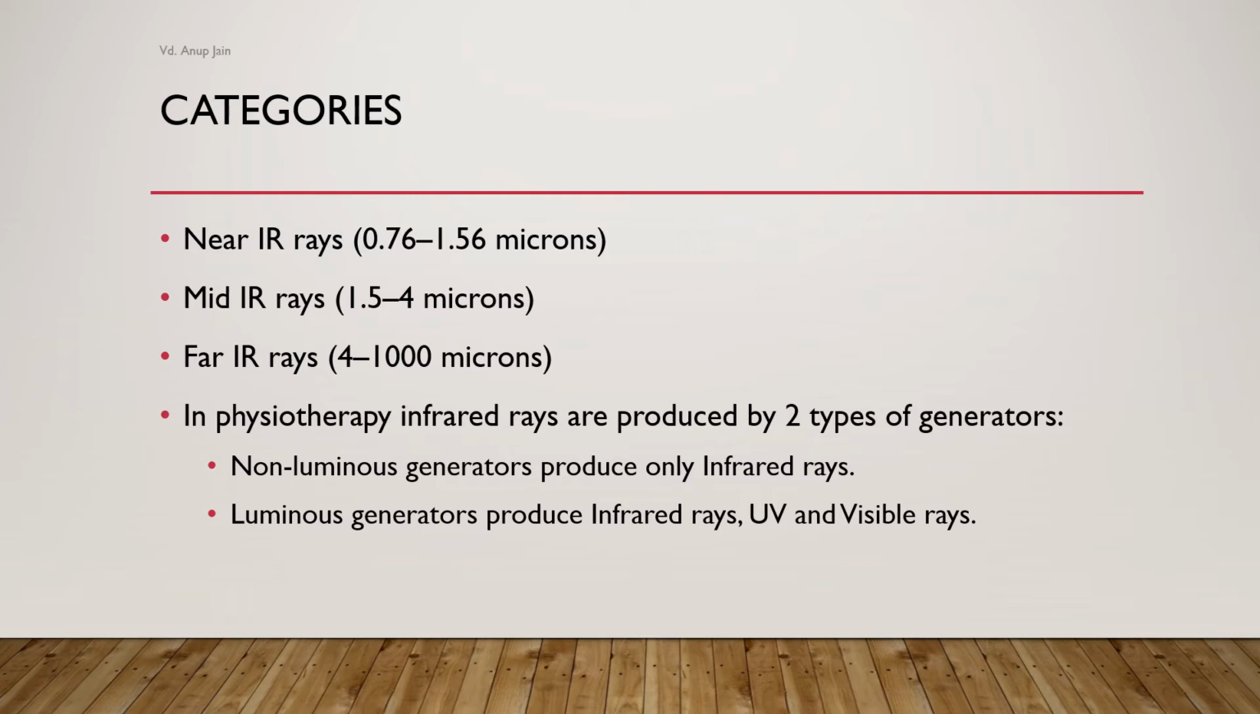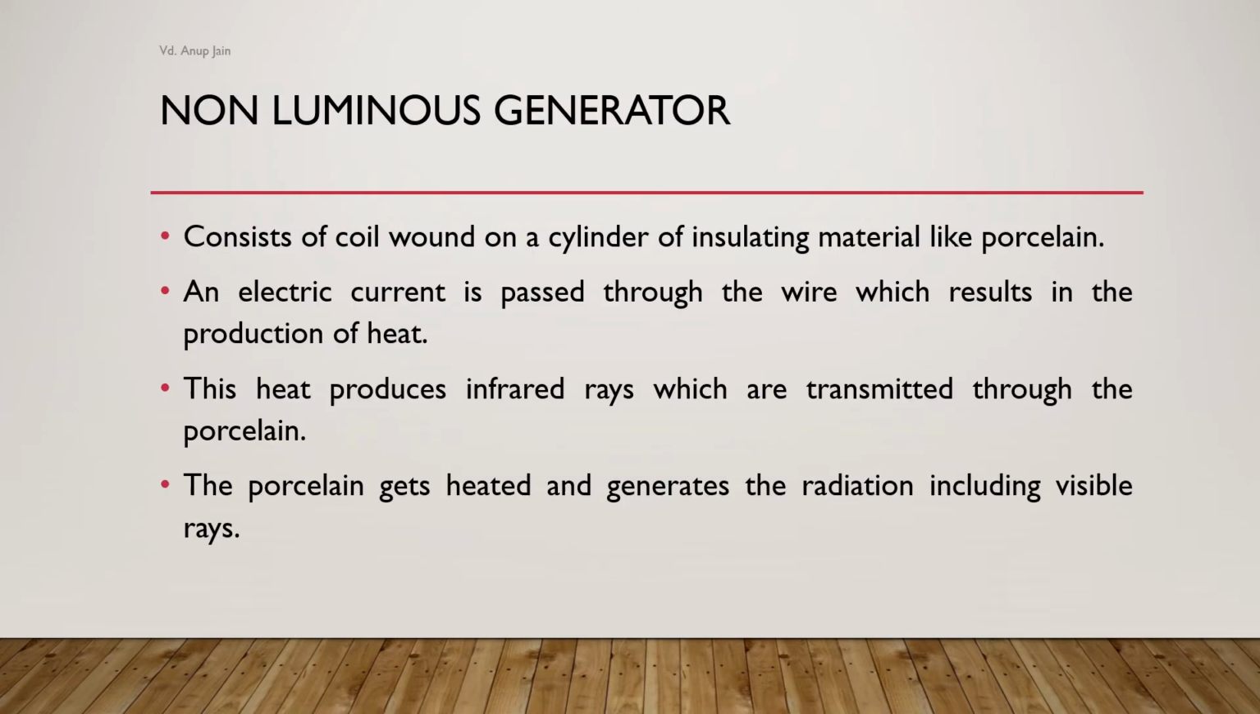One is the non-luminous generator, which produces only infrared rays. The other is the luminous generator, which produces infrared, UV and visible rays. First, amongst the two types of generator, we will study the non-luminous generator.